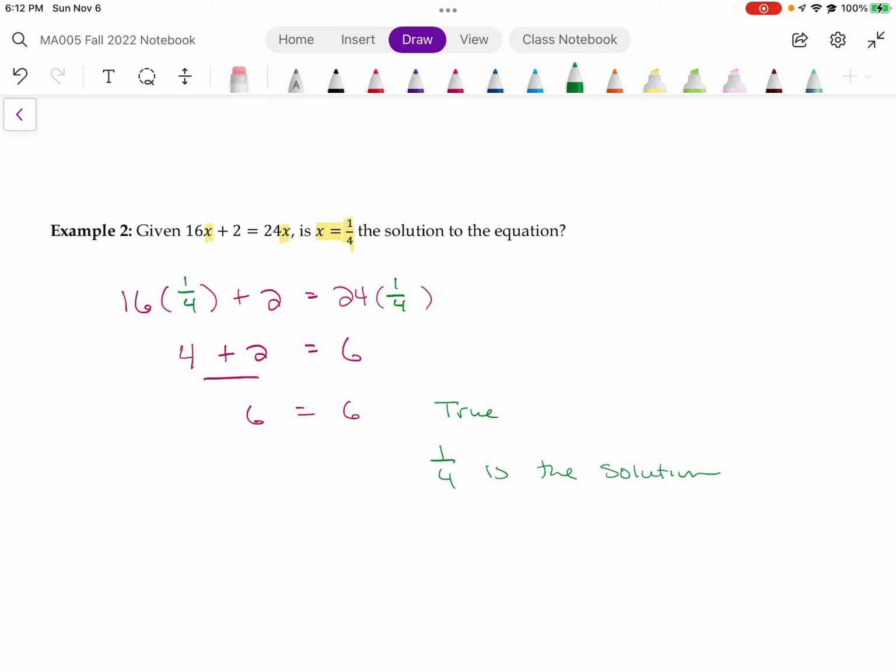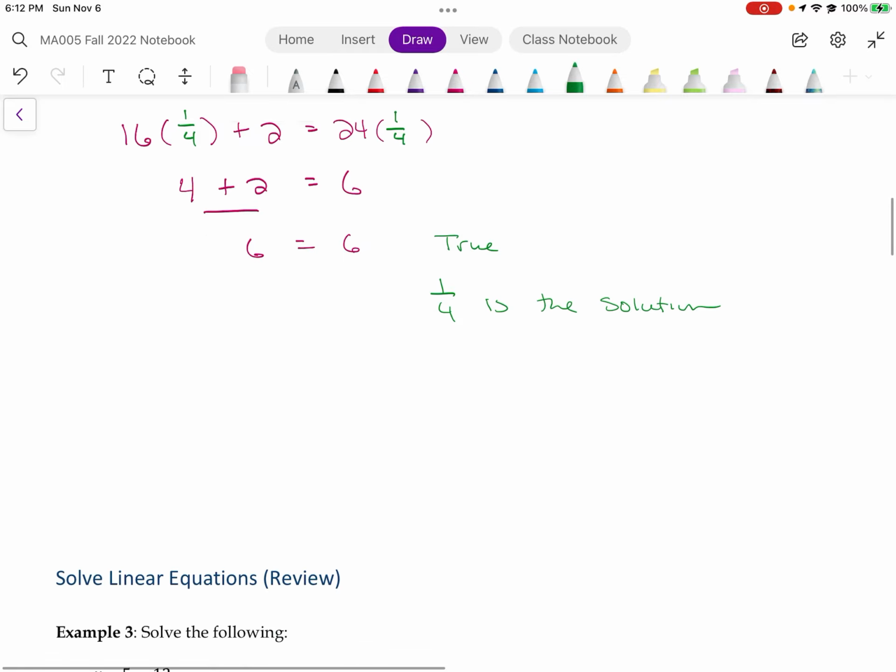Again, this is how you check your work. So once you get an answer, you should plug it back in and see if it makes it true.